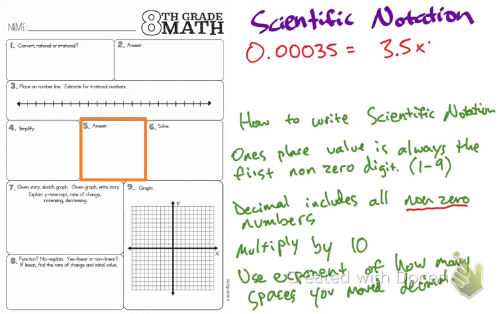I still am going to multiply by 10. And this time, I'm going to notice that I'm moving my decimal in the other direction. In this case, I moved it backwards 1, 2, 3, 4 spaces. So I'm going to raise to a power of 4, but I need to show that it's going the other direction. So I'm actually going to raise to the power of -4.